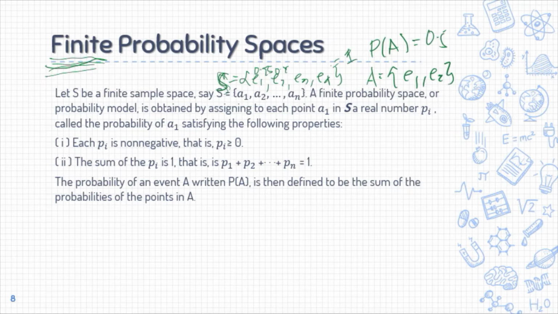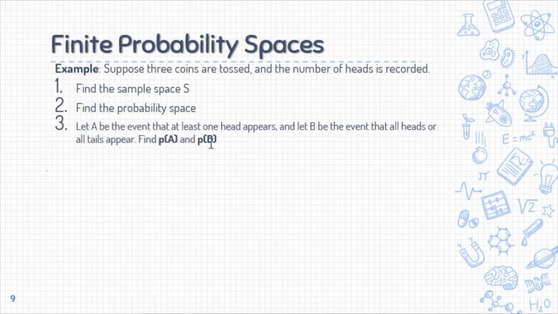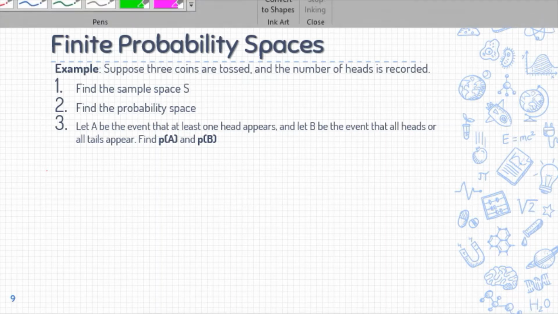Okay, so here in the problem, let us find the probability of the event A and the probability of the event B. But first, let us find the sample space, because it assigns a value to each point in the sample space, and the total should be equivalent to 1. So, what are our sample spaces here?